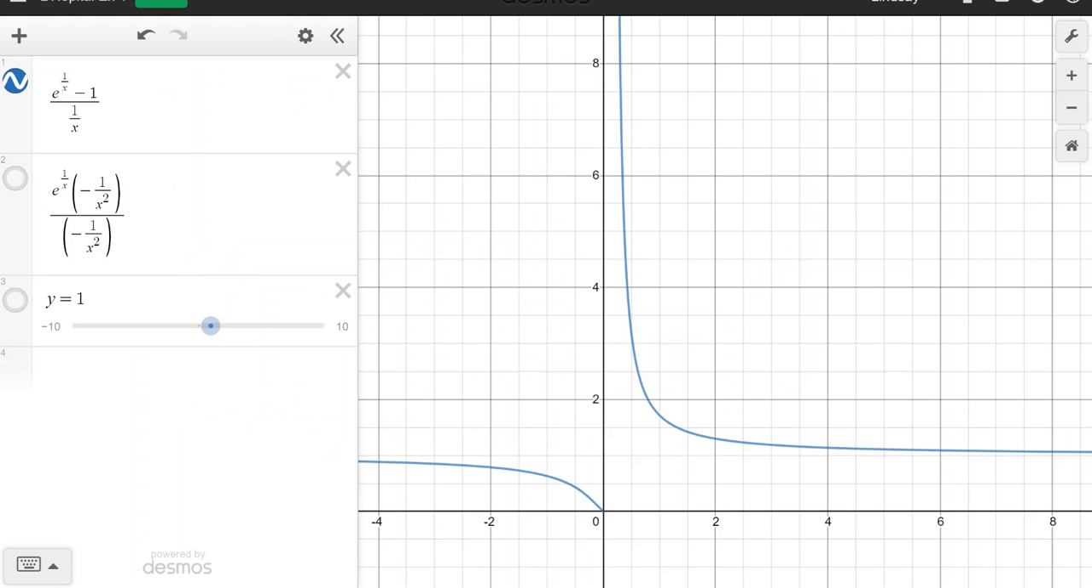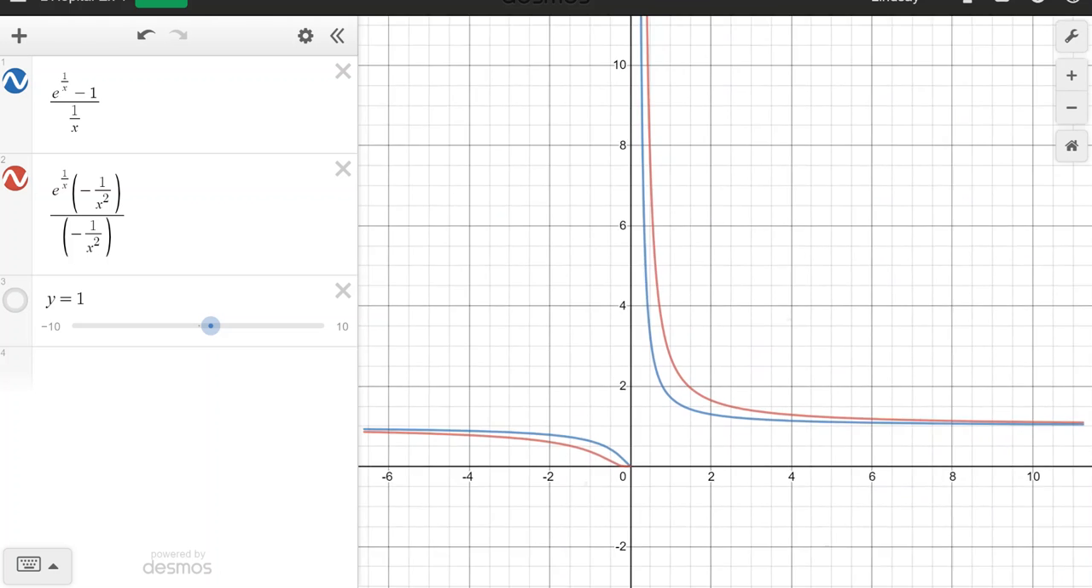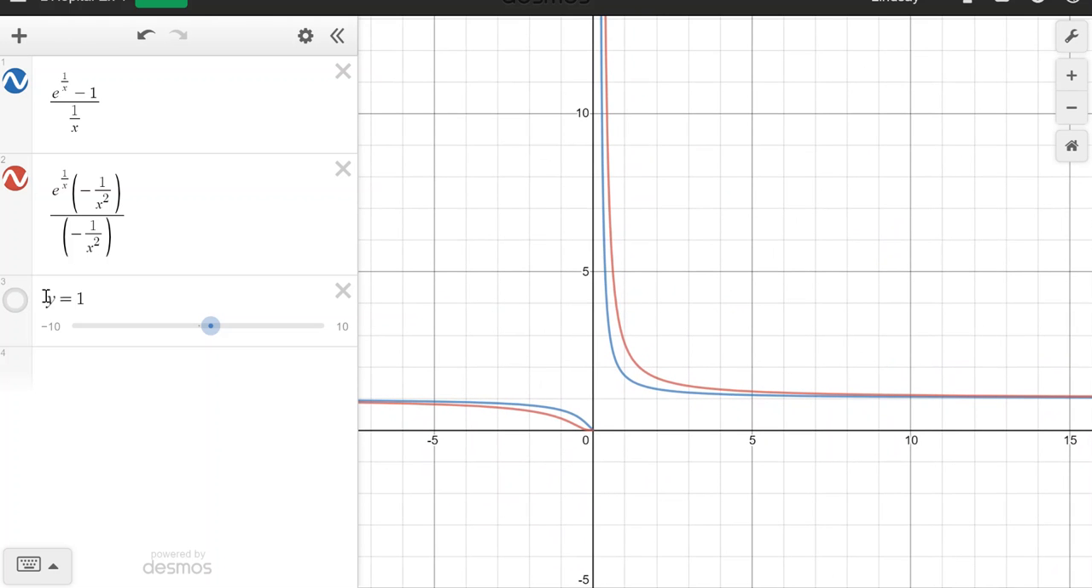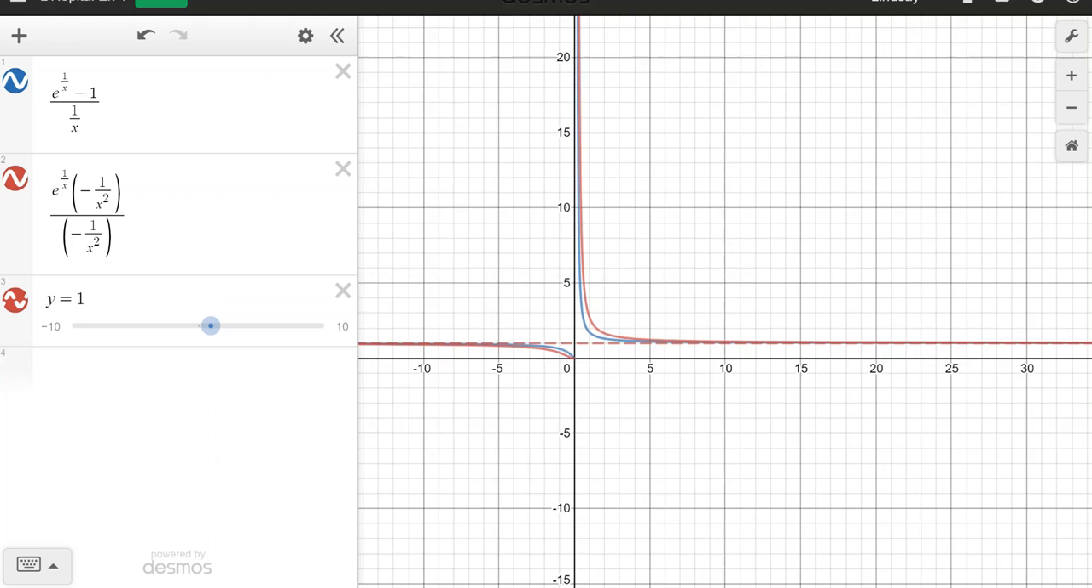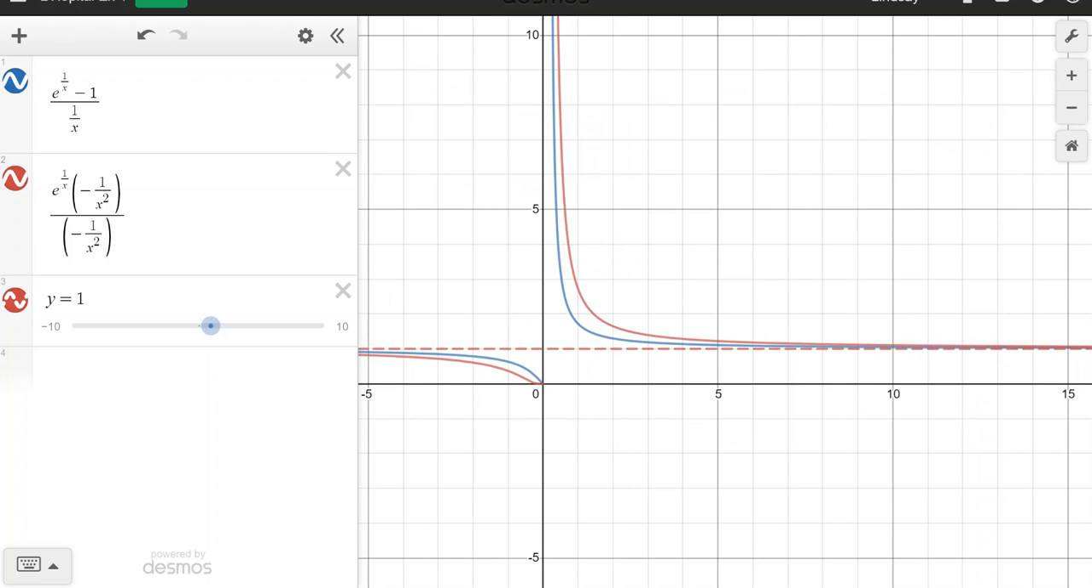All right, so here's my blue curve, e to the 1 over x minus 1 all over 1 over x. Here's this pink or red curve that was the derivative of the numerator function divided by the derivative of the denominator function. And notice that as x gets big and positive on both of them, sorry, I zoomed out a little too much, on both of them, their y values get very close to 1. So they have the same limit.